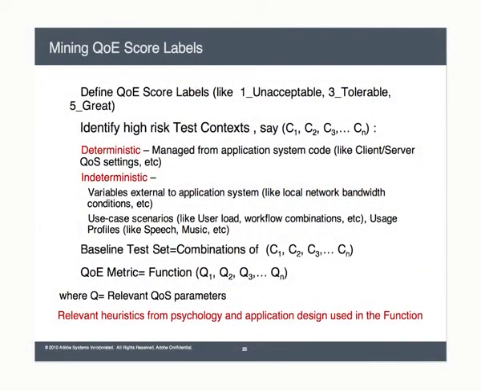We don't want to overdo these things. We want to use this for the most critical features. So we want to do a risk-based analysis of what contexts we want to include in the baseline test set, which is basically some combination of these deterministic or indeterministic variables of the system. And as I mentioned previously, we have this QM metric, which is itself a function of QS parameters, whether they are transport layer QS parameters or application layer QS parameters existing at the client side.